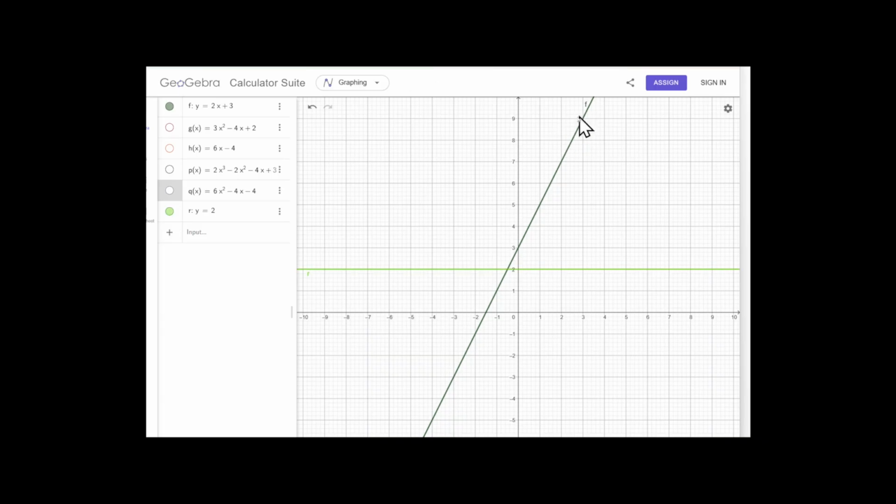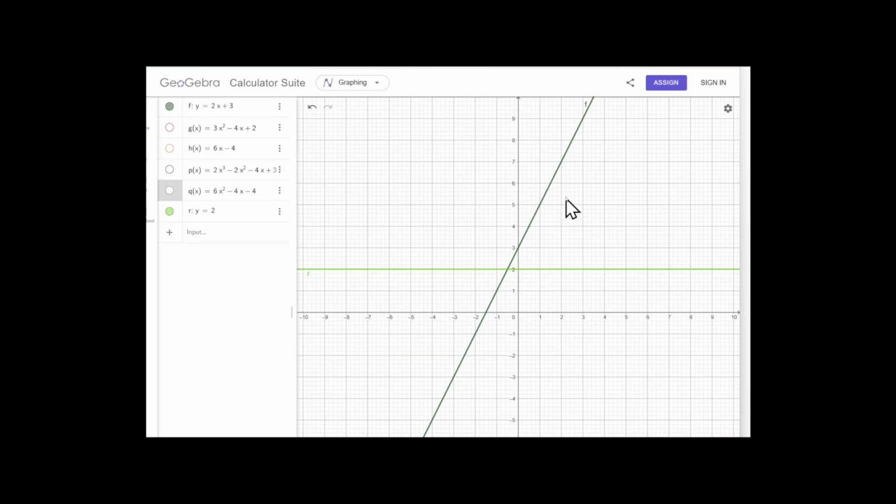So this line here is 2x plus 3. This line here is y equals 2, this differentiated. Now, notice something interesting. The gradient never changes. It's always 2. And it kind of makes sense. A straight line goes in a straight line, so the gradient doesn't change. The gradient is always 2 over 1.